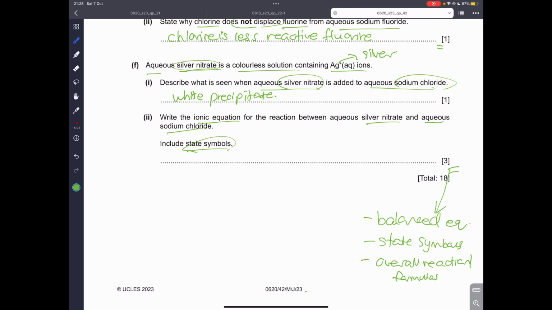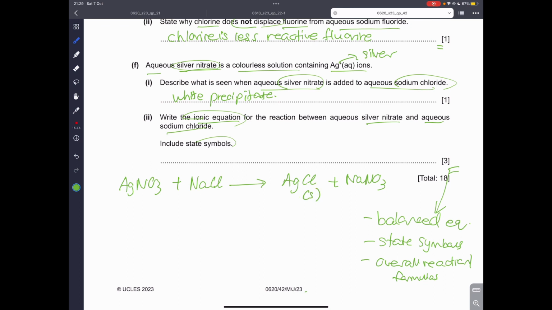So basically, this equation is the one that I have written before. So it's going to be a double displacement reaction. Silver nitrate, silver is 1 plus, nitrate is 1 minus, so it's going to be AgNO3. I'm sorry, we have to write the ionic equation. So to write the ionic equation, let's write out the whole equation first. So AgNO3 plus NaCl, this is going to give us AgCl plus NaNO3.